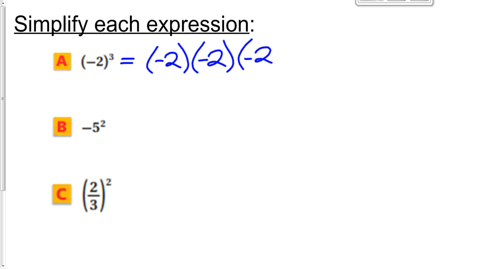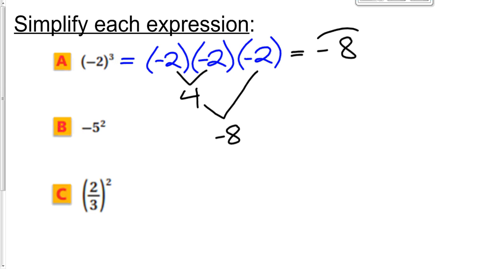All right? And when we do this, there's a little shortcut I will show you right after this. But think about it in pieces. Negative 2 times negative 2 is going to be positive 4. But then we have to take 4 times negative 2 again. And positive times negative will be negative 8. So this comes out to negative 8.